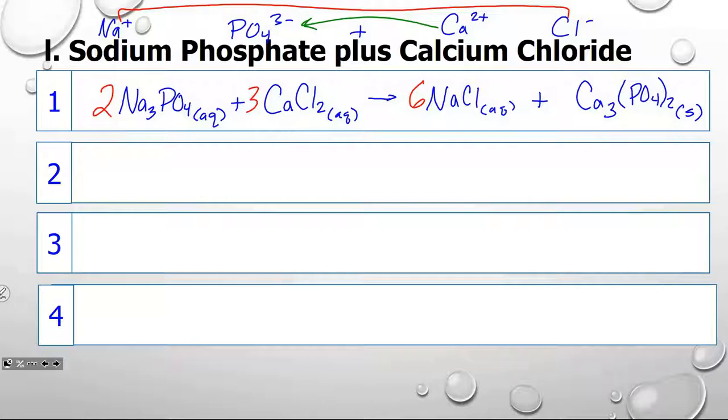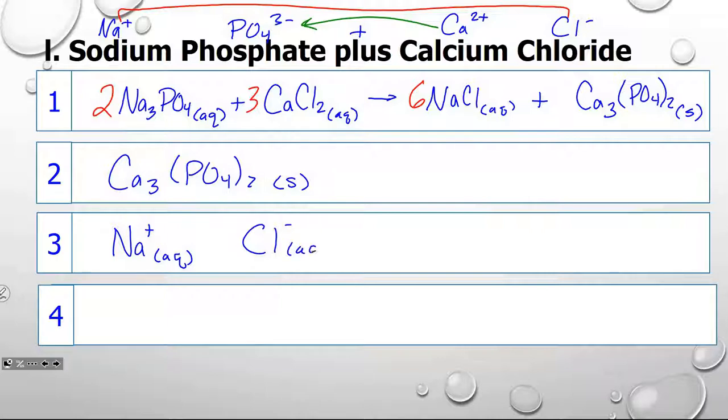Okay? All right, so we bring our solid down, calcium phosphate. What are our spectator ions? What doesn't make up the solid? Sodium and chlorine. Good. I don't have to put that there's 6 of each, but I should be able to know that. So if I'm writing the net ionic equation, I can put 6 ions of each on both sides.